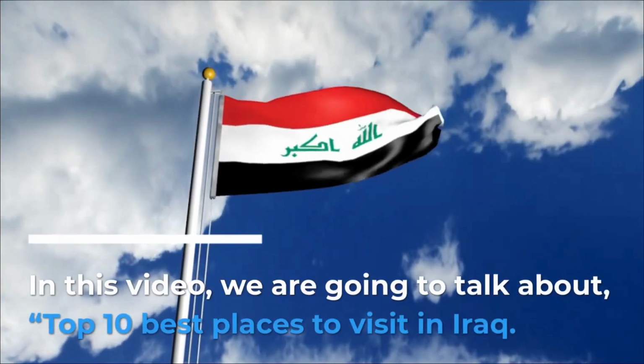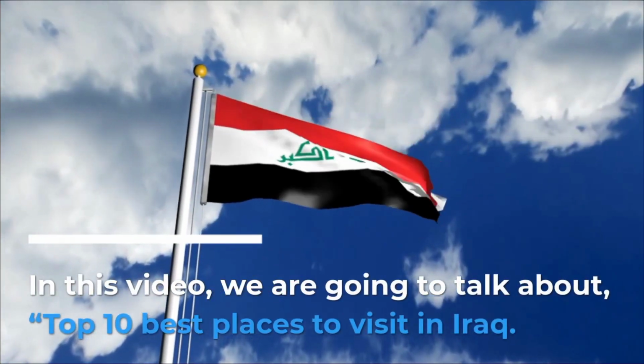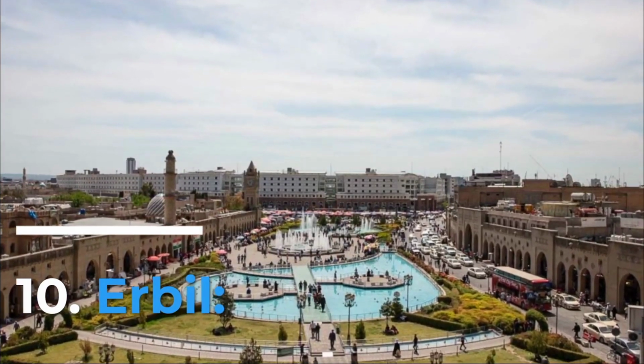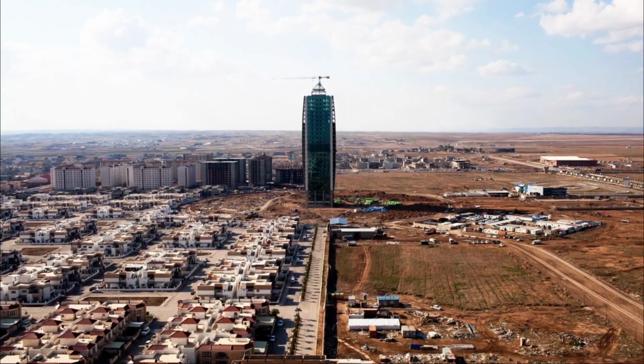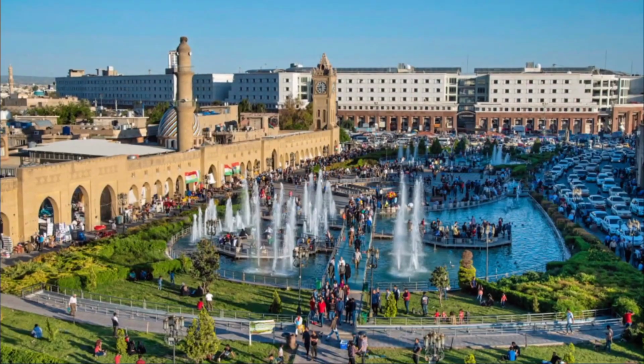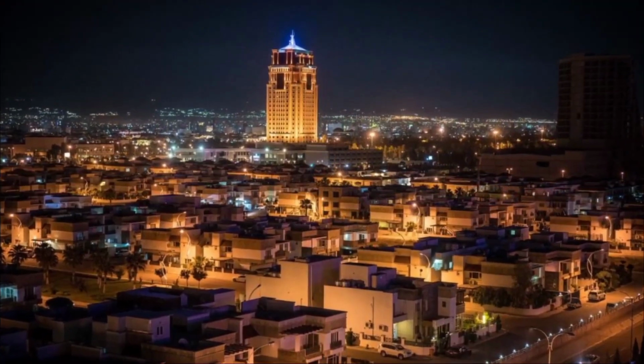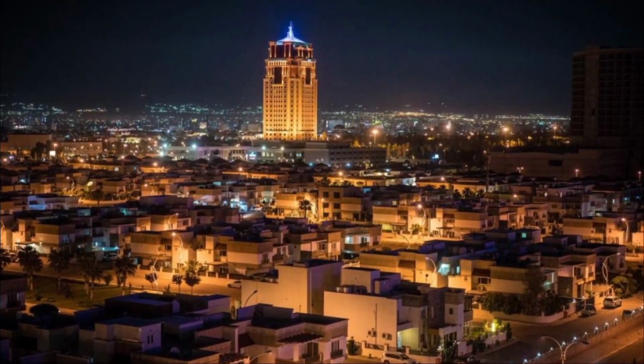Here is the overview of the top 10 tourist stops in Iraq. 10. Erbil, the capital of the Kurdistan region. Erbil features a historic citadel, vibrant markets, and Kurdish cuisine, including dishes like kebabs and dolma.